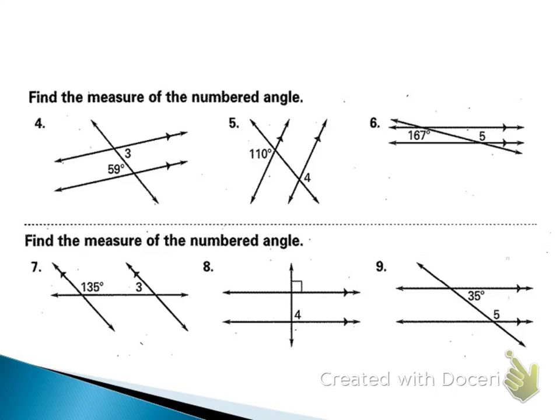Okay, what type of angles do we have in number 4? Is it alternate? No, it's one of the alternates. Are they inside the lines or outside the lines? Inside. So they're alternate interior angles. What do we know about alternate interior angles? They're congruent. So if this one is 59, what's the measure of angle 3? 59. Great.